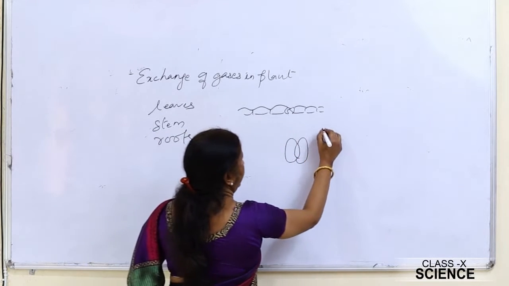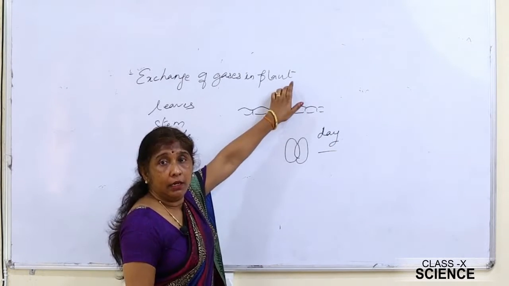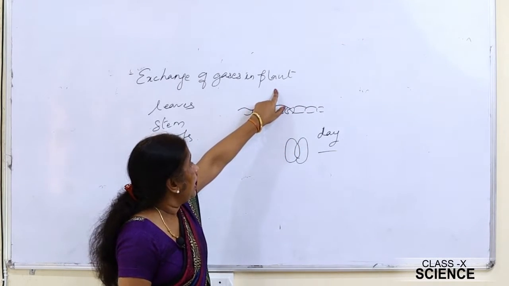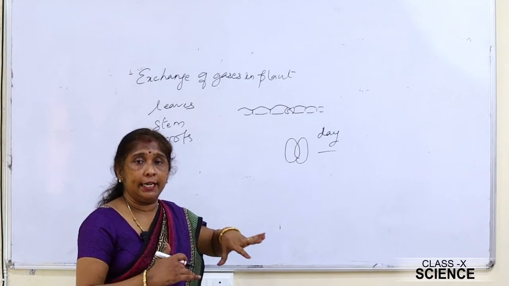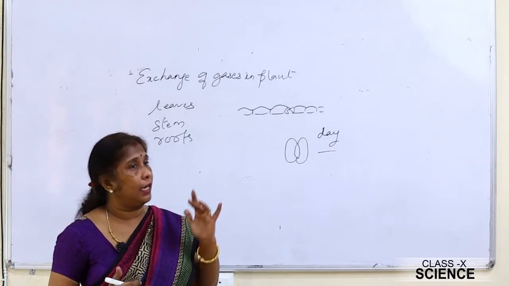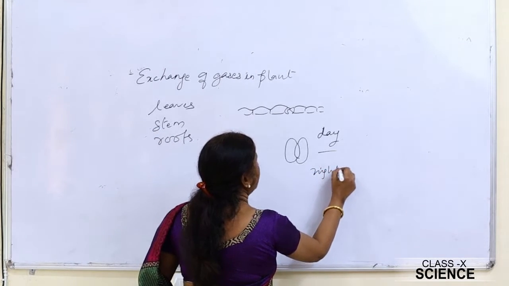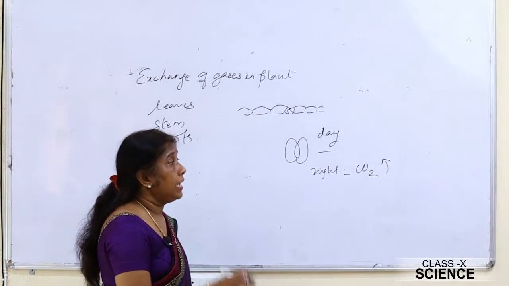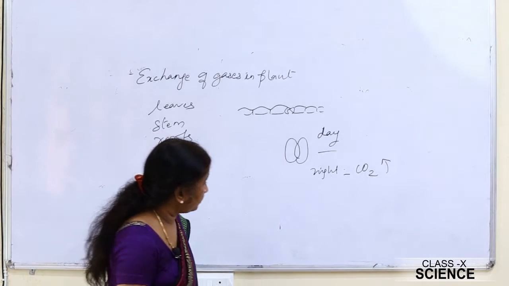Now during the daytime, when photosynthesis is going on, carbon dioxide is taken in by the plant and oxygen moves out. During the night, when there is no photosynthesis, the plant starts giving out carbon dioxide and taking in oxygen. The carbon dioxide given out during the night is utilized by the plant during the day for photosynthesis.